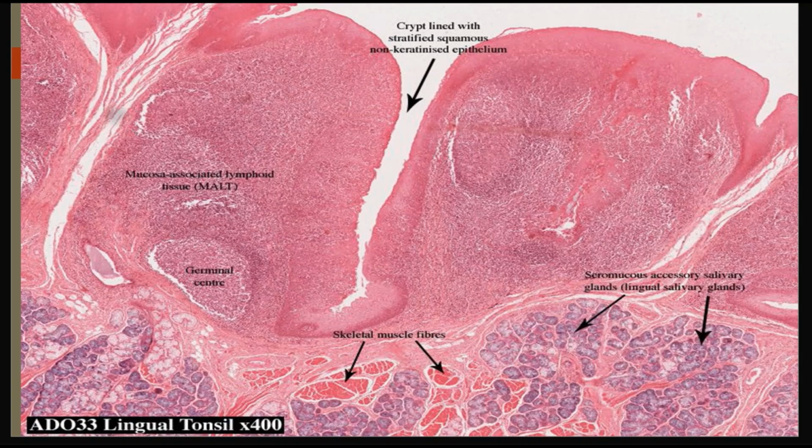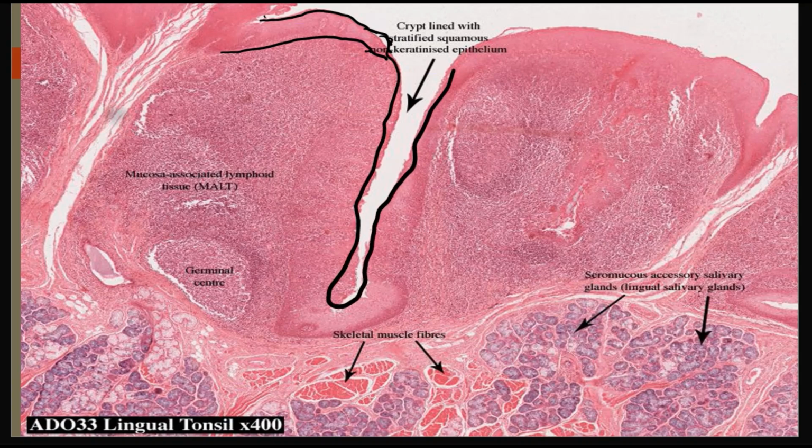So this is a tonsil. The tonsil is lined by this capsule here, which is lined by stratified squamous non-keratinized epithelium, and it will form a crypt. This crypt here is dividing the tonsil into lobules, and then these lobules have lymphatic nodules. So this is a lymphatic nodule here.